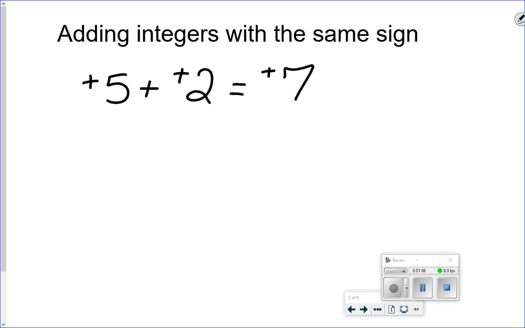If they're both negative, so a -5 plus a -2, then you still add them like normal. 5 plus 2 is 7. You just keep the same sign. So that's all there is to adding integers with the same sign. You add them like normal. You use the same sign.